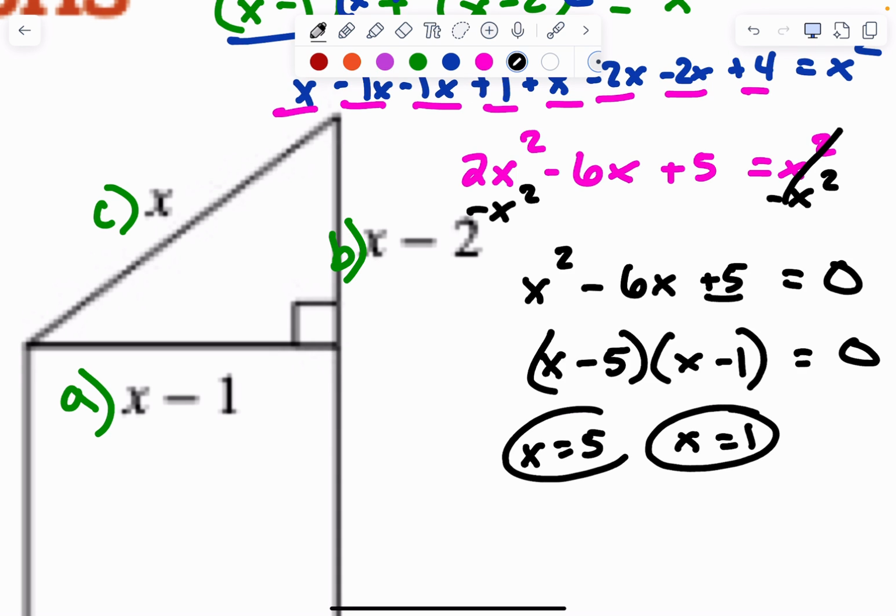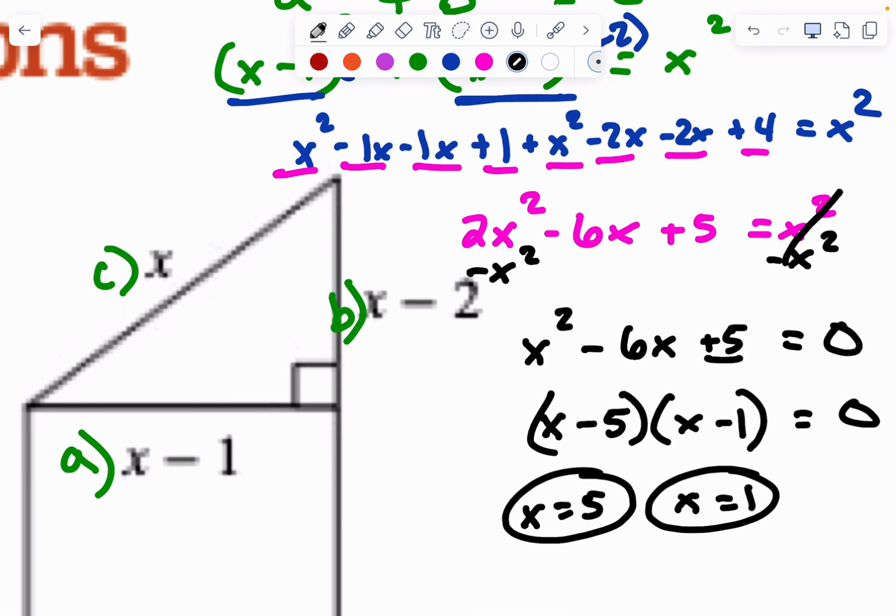Can those be legit answers? Yes, for now, for x, right? But not soon though, as I go to plug back in, right? It can't be 1. This side could be 5 or this side could be 1. But when I start to do the other ones and I plug this in over here, 5 minus 2 gives me 3. 1 minus 2 gives me negative 1. So this can no longer be a combination anymore. Does that make sense? Okay?